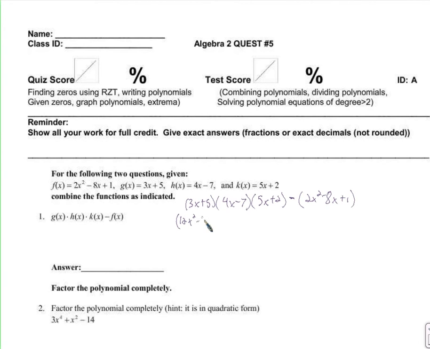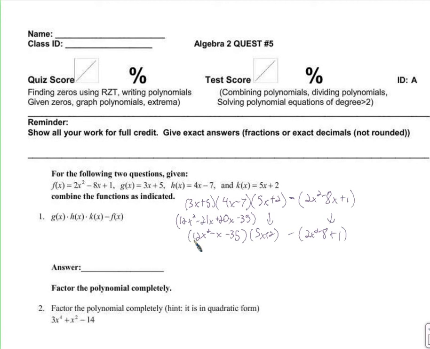3x times negative 7, negative 21x, 5 times 4. We get a positive 20x, 5 times negative 7, minus 35. And I'll just go ahead and combine like terms, 12x squared minus x minus 35. Alright, then we'll just bring everything down here. 5x plus 2, minus 2x squared minus 8x plus 1.